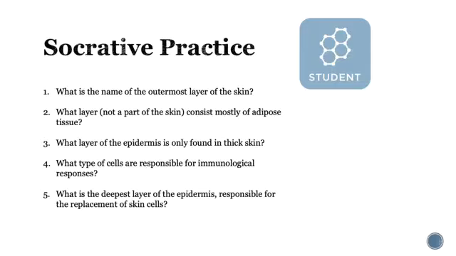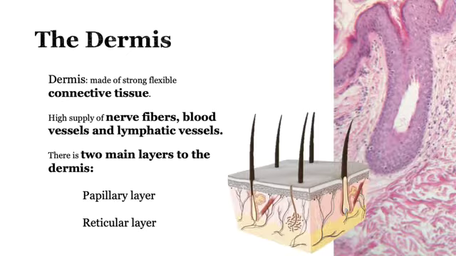All right, so that basically covers that external layer of the skin, the epidermis. Now let's move to this deeper layer, the dermis, where all the good stuff on the skin is going to happen. The dermis is basically made of a very, very strong connective tissue. In the dermis, I am going to find a high supply of nerve fibers, blood vessels, and lymphatic vessels. Here in the dermis, we are pretty much alive.